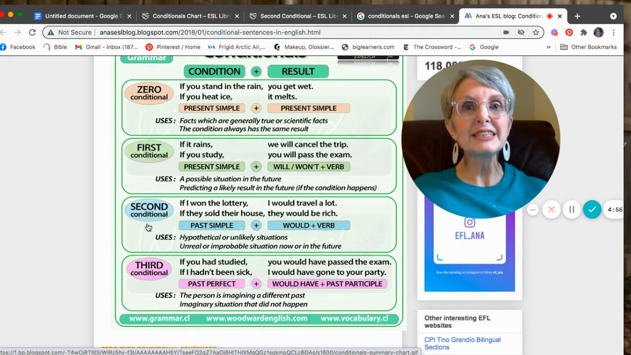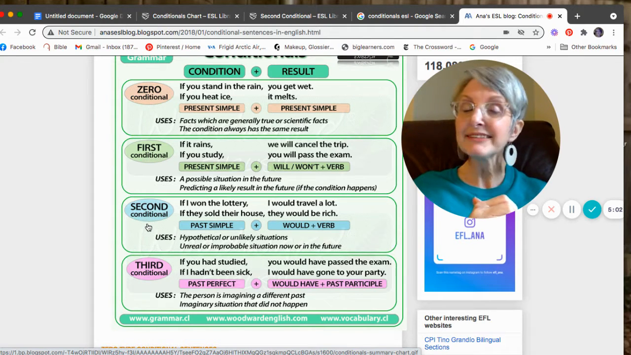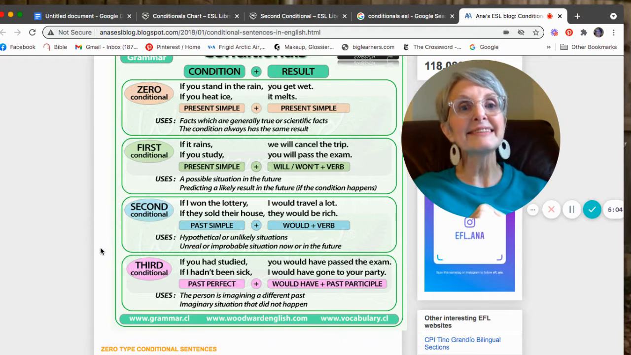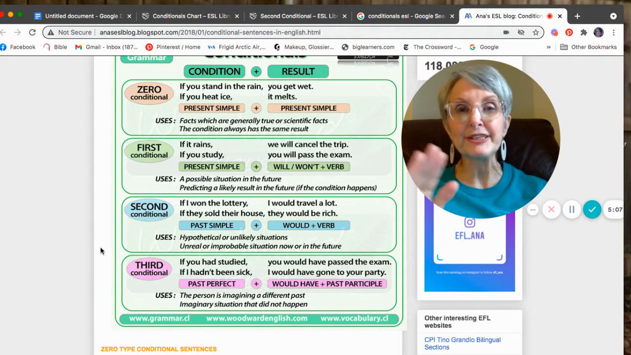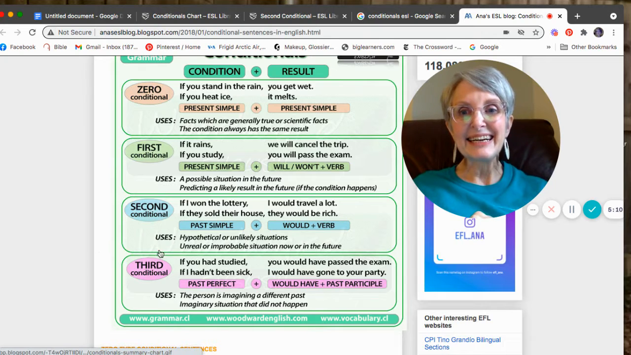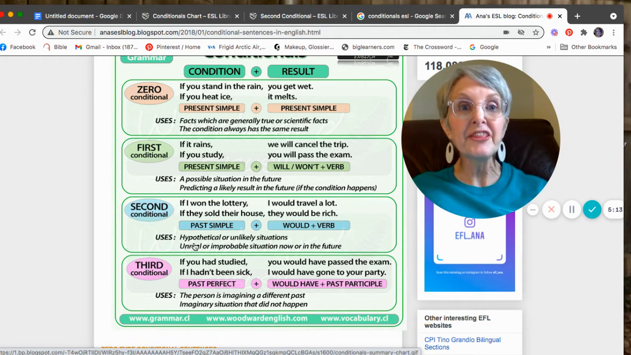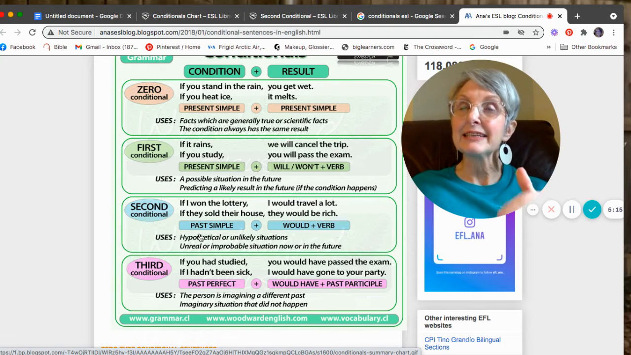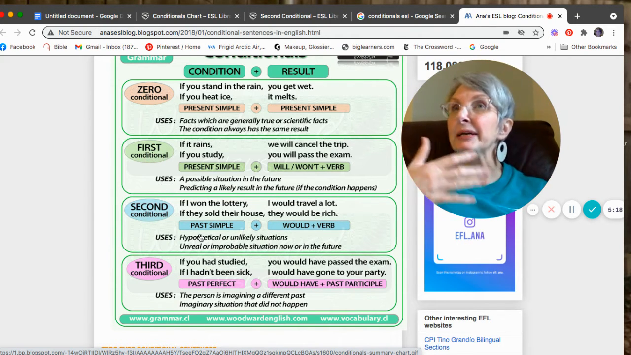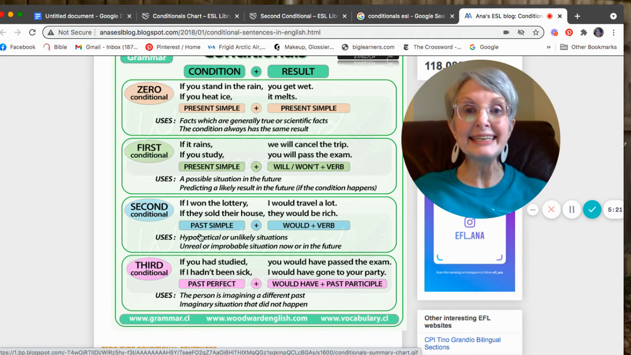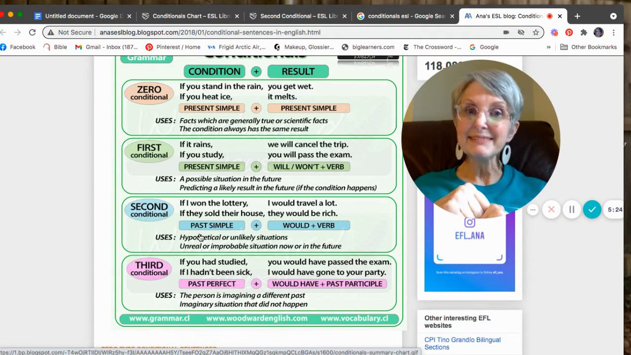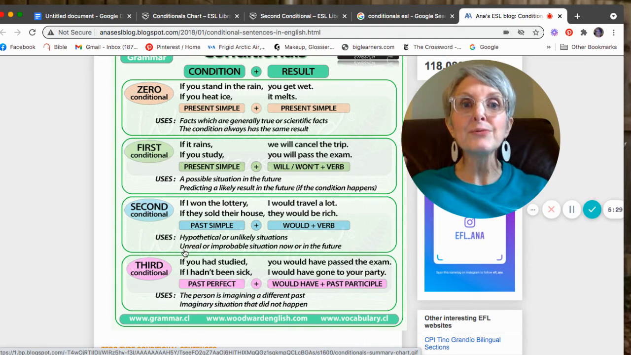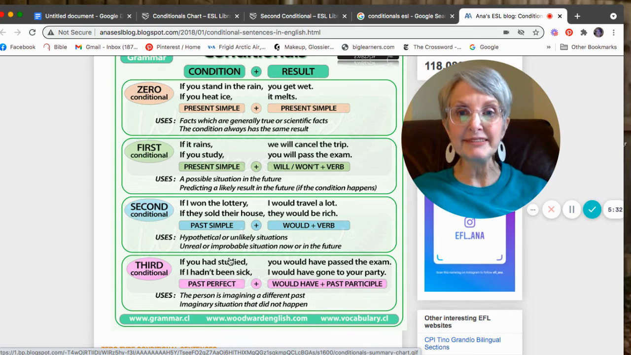a situation that probably is not going to happen. Maybe, it's possible, but it is not likely. It is not a very good chance, right? All right, so this is used for hypothetical. That is a word that means it could happen. We are just thinking about possibilities, but it is not likely to happen. So they say that these are unreal or improbable situations for now or in the future.